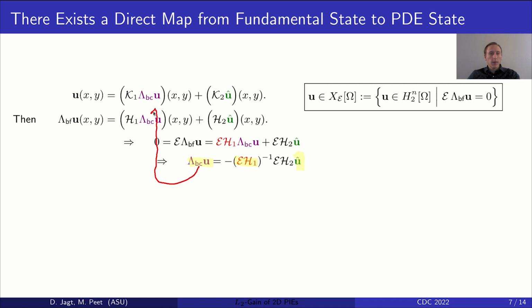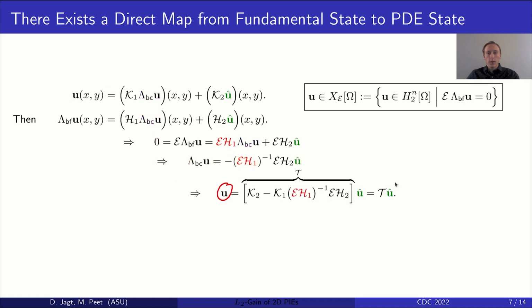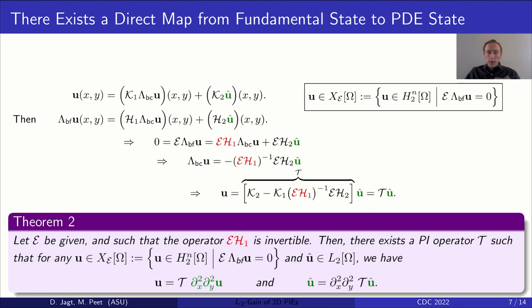Finally, we can substitute this expression into that for our partial differential equation state to find that we can represent the PDE state in terms of this fundamental state directly using a pi operator t. And this is really the crucial result at the basis of this entire methodology, namely that for a given operator E such that the boundary conditions are well posed, that is, that this operator EH1 is invertible, there exists a pi operator t such that for any state u hat, we can define an associated state u equal to t u hat, such that this state will satisfy our boundary conditions.